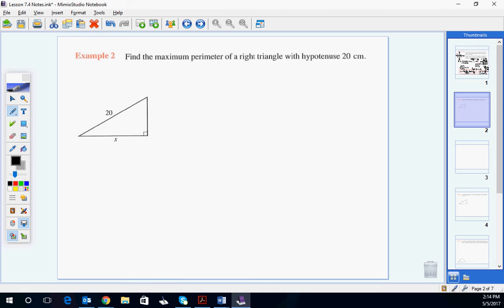Okay, so how do we maximize perimeter? I've already kind of drawn it. So find the max perimeter of a right triangle with hypotenuse 20. So here's 20. I got x.